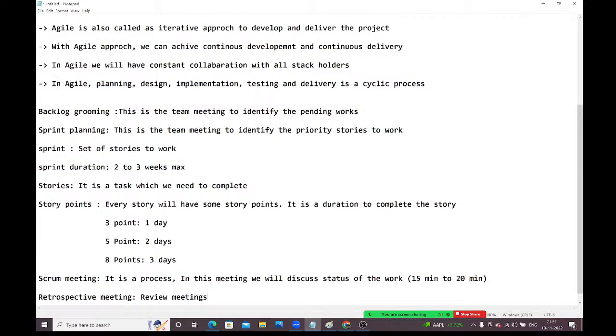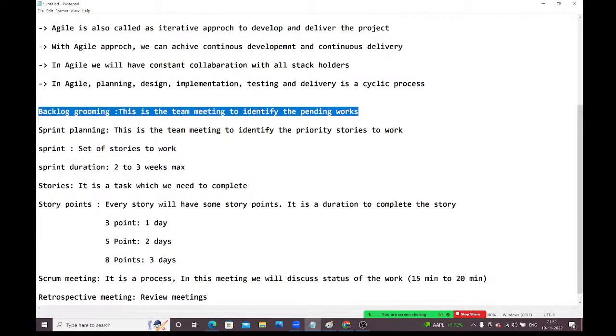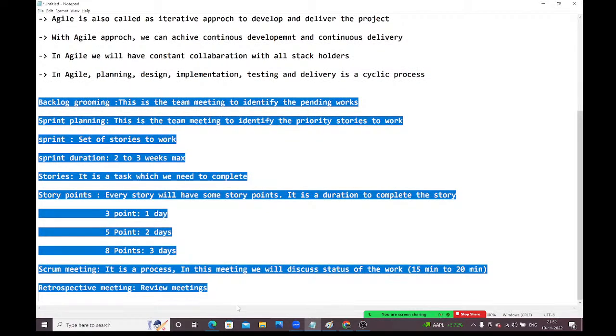We will also call it review meetings. What went well, what went wrong, achievements, improvements, ideas, everything we will discuss in these review meetings only. Understood, guys? So this is the terminology we need to use when working with Agile methodology: backlog grooming, sprint planning, sprint duration, stories, story points, Scrum meetings, retrospective meetings. We use this terminology on a daily basis in companies when working with the Agile model.